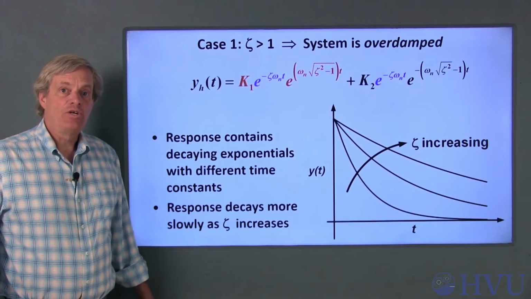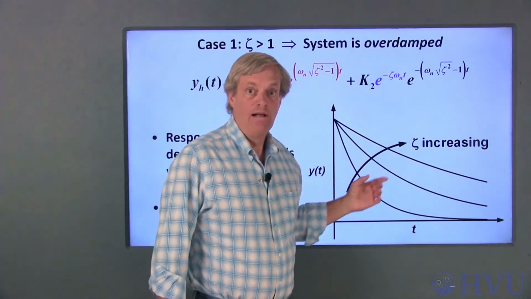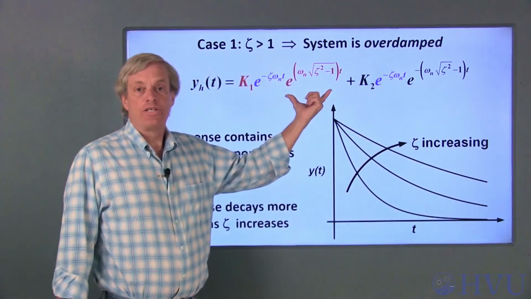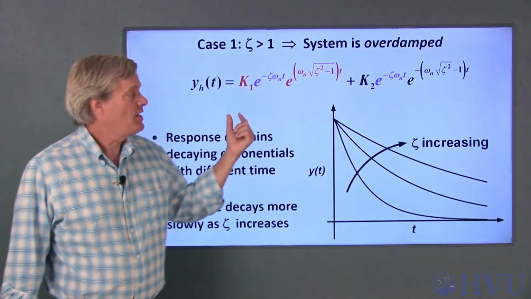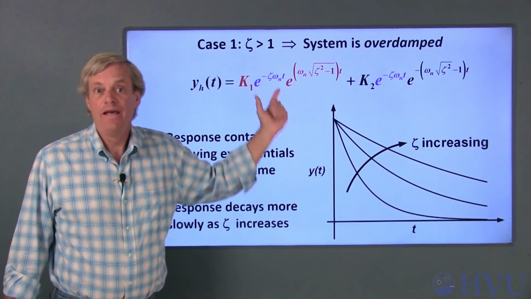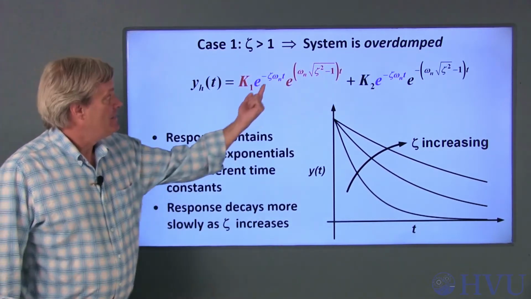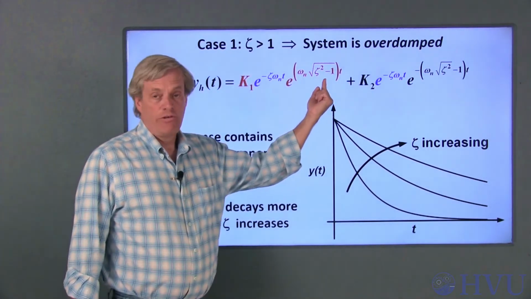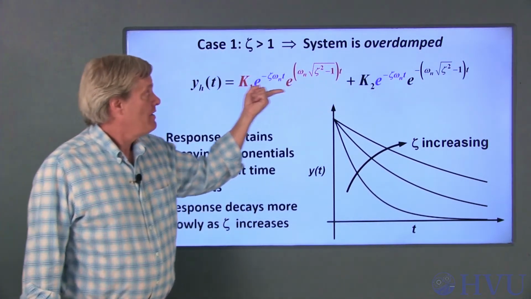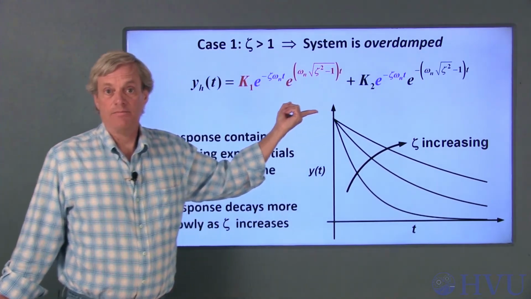As the damping ratio increases, the decay rate of the function gets slower. This is because the rate at which this term increases is becoming closer and closer to the rate at which this term decreases. In the limit, as the damping ratio goes to infinity, zeta is the same as the square root of zeta squared minus 1. These terms cancel, and this part of the response is a constant.